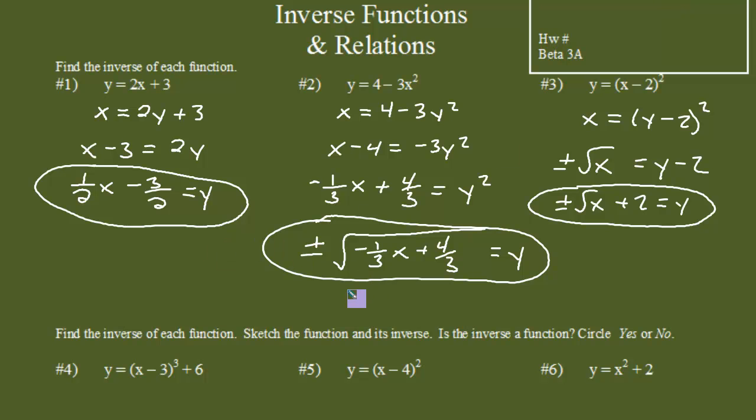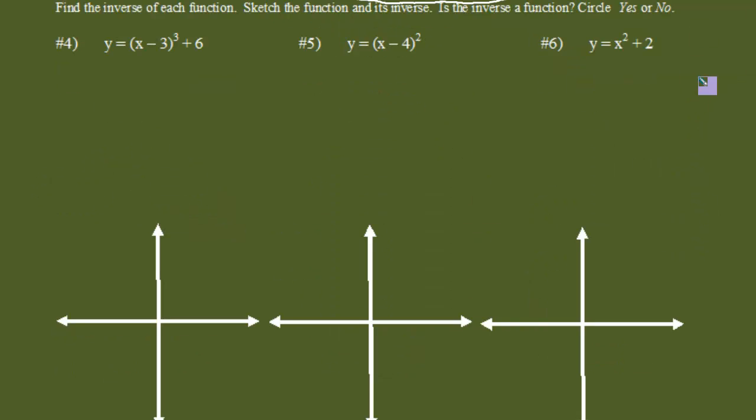It should be mentioned that this answer for number 2 looks a lot different on the answer key. It looks like this. These answers are the same. So don't freak out if you didn't get this bottom answer, it's fine. Doesn't matter which one you have. For 4, 5, and 6, find the inverse of each function, sketch the function and its inverse. Decide then if the inverse is a function by circling yes or no.